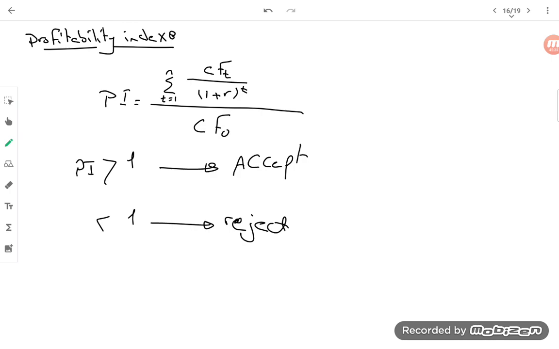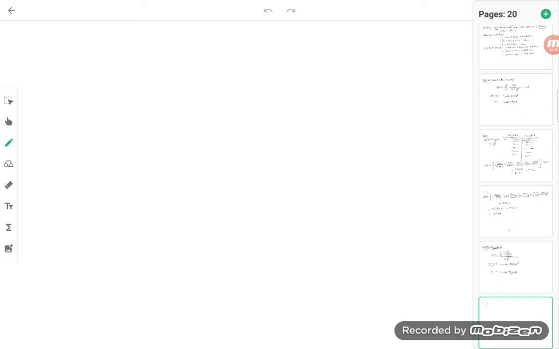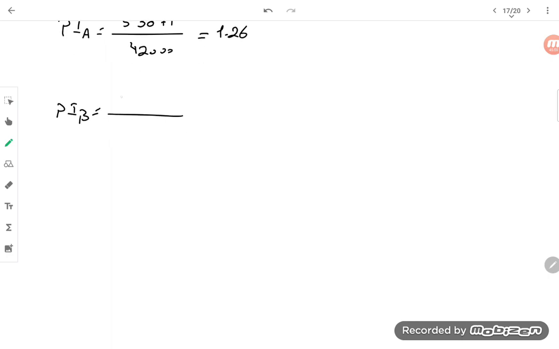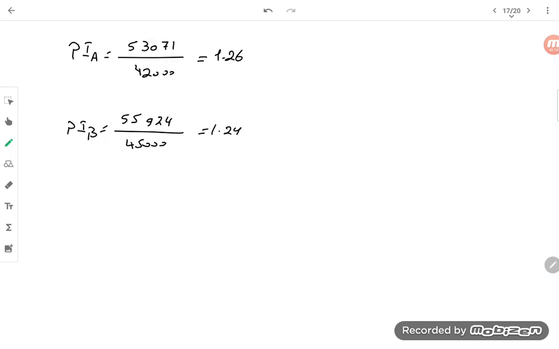So with respect to our previous example, the profitability index for project A will be 53,071 divided by 42,000. It will be 1.26. So accept the project. With respect to project B, it is 55,924 divided by 45,000. It will be 1.24. So accept the project.